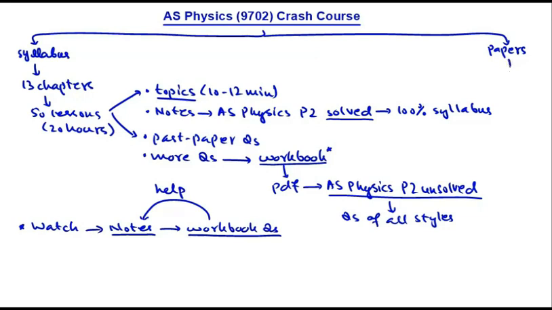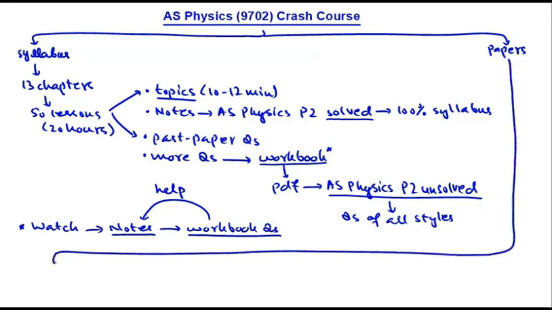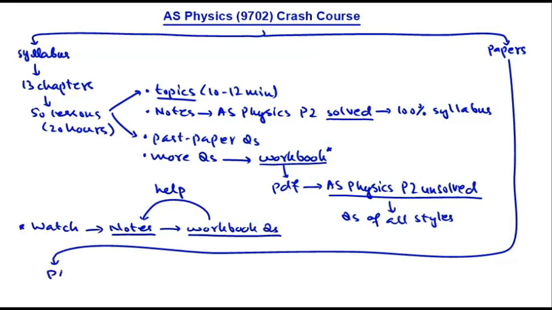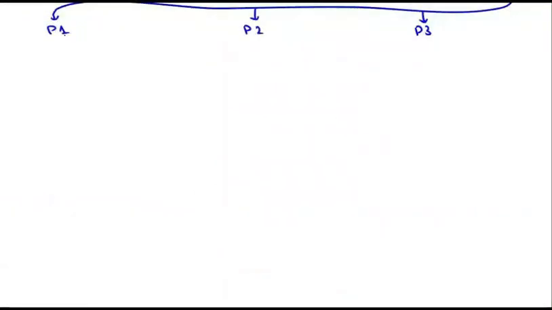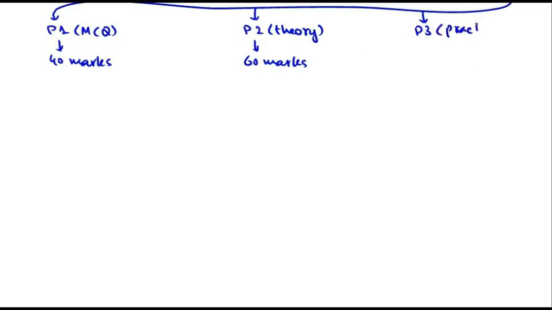Let's look at AS Physics papers now. Students, in AS, all physics students take 3 papers: paper 1, paper 2, and paper 3. Students, paper 1 is an MCQ paper of 40 marks. This paper consists of 40 MCQs. Paper 2 is a theory paper of 60 marks. Students, this paper usually consists of 6 or 7 structured questions. And paper 3 is an advanced practical skills paper of 40 marks. Students, this paper consists of 2 questions and each question requires practical performance of an experiment.